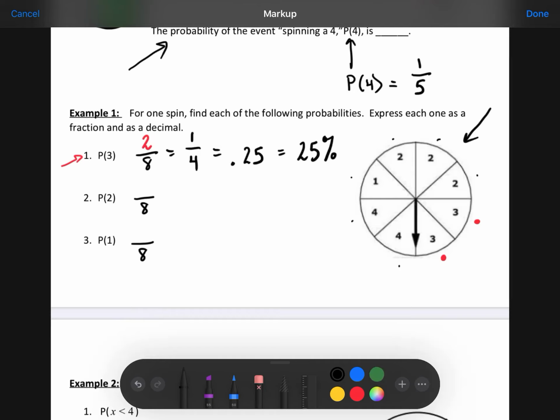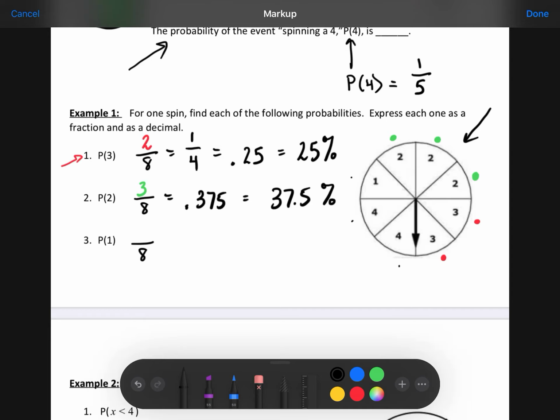Well, what are the chances of me spinning a 2? I've got 1, 2, 3 2s. So my chances are 3 out of 8 that I will spin a 2. And if I divided 3 divided by 8 in my calculator, I would get 0.375, which equals 37.5%. I don't know that your book asks you for percent, but I think it's good for you guys to process some of this.